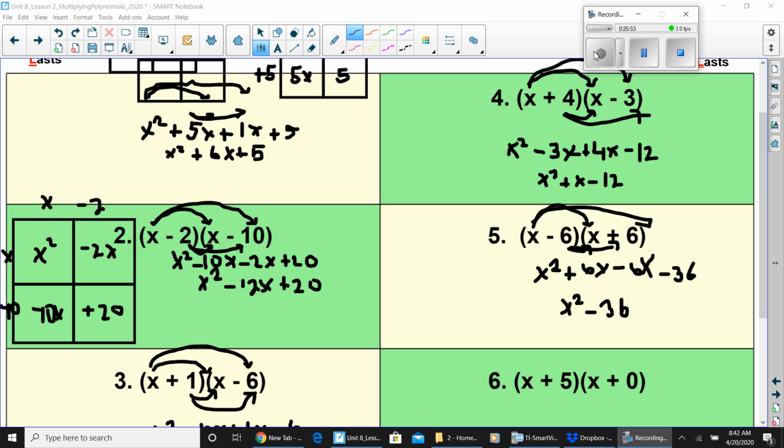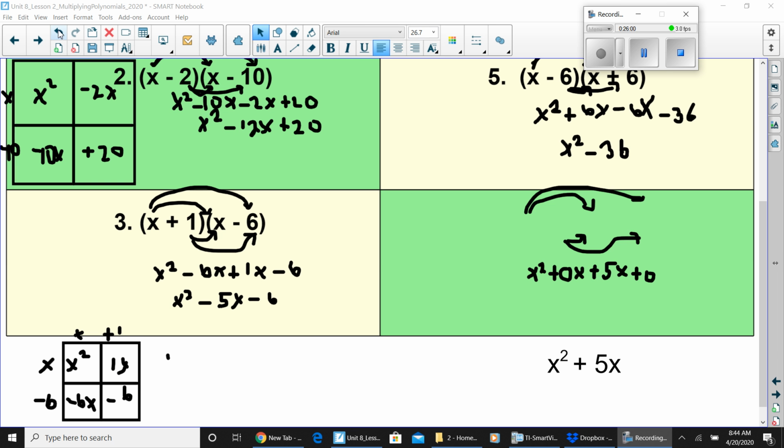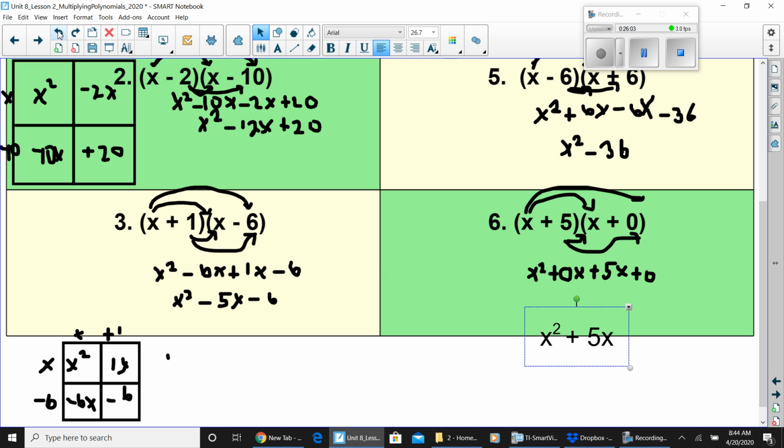Please go ahead and do number 6. Press pause now. Alright, so you have x times x, which is x squared. X times 0 is 0x. You really don't need to put that down, but I did anyway. The inners, 5 times x is 5x. And then the lasts are 5 times 0, which is 0, and you don't even need to put that down. So you have x squared plus 5x, and that's basically your answer.